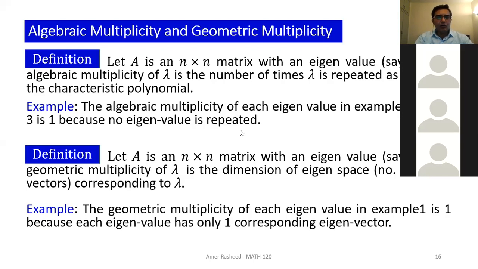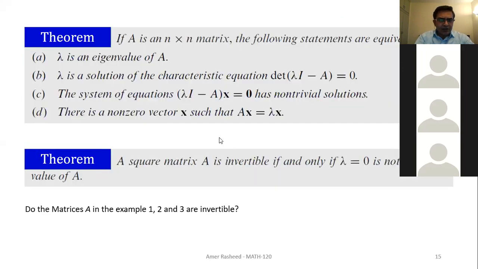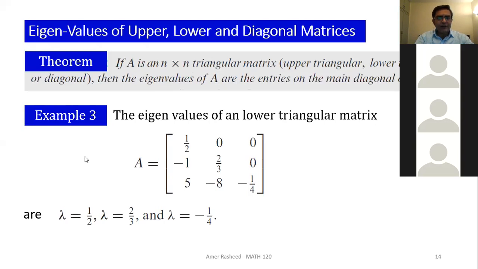Because if the roots of the characteristic equation are distinct, then its algebraic multiplicity will be 1. For example, in example 3, lambda is equal to 1/2, lambda is equal to 2/3, and lambda is equal to minus 1/4. No root has been repeated, so the algebraic multiplicity of every lambda is 1.